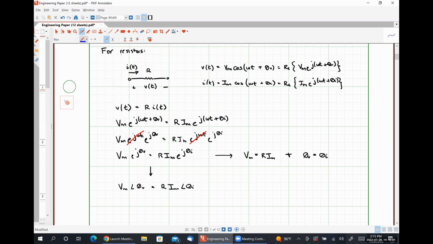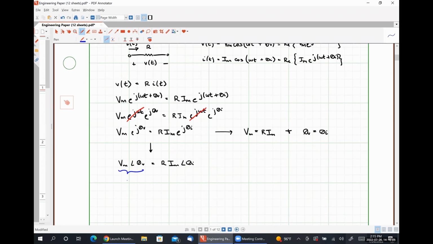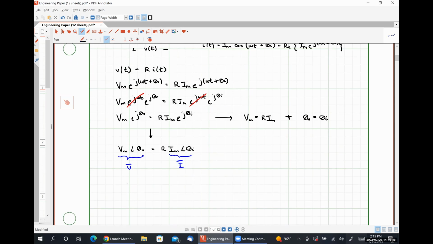Well, this guy right here is just phasor voltage V, and this guy right here is just phasor current I. So we can say then that in the frequency domain, V is equal to R times I, or Ohm's law in the frequency domain works exactly the same way as Ohm's law does in the time domain. We just get to use these phasor representations, okay? So that tells us a bit about how resistors behave in the frequency domain. We're going to follow a similar treatment for inductors and capacitors.